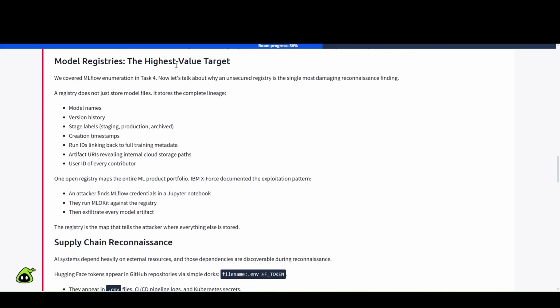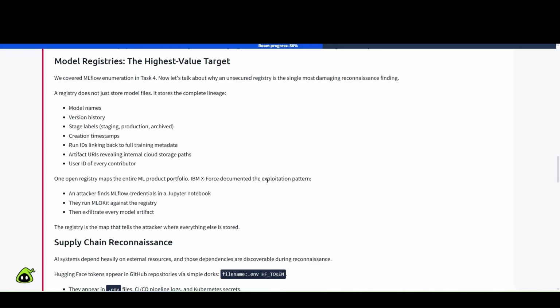Model registry is the highest value target. We covered MLflow enumeration in task 4. Now let's talk about why an unsecured registry is the single most damaging reconnaissance finding. A registry does not just store model files, it stores the complete lineage. So we have model names, version history, stage labels, staging, production, archived, creation timestamps, run IDs linking back to full training metadata, artifact URIs revealing internal cloud storage paths, and the user ID of every contributor. One open registry maps the entire ML portfolio, product portfolio.